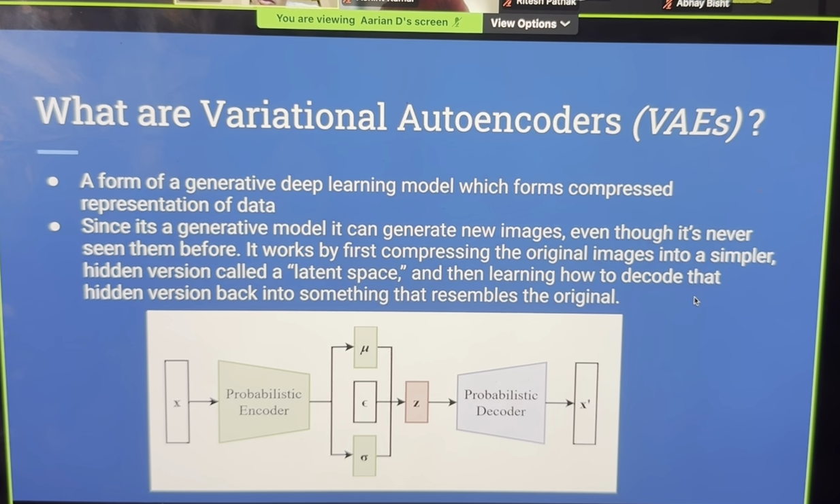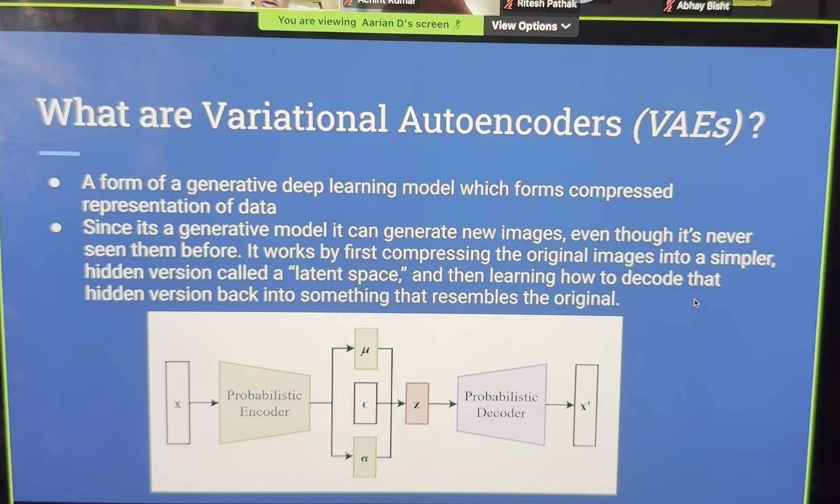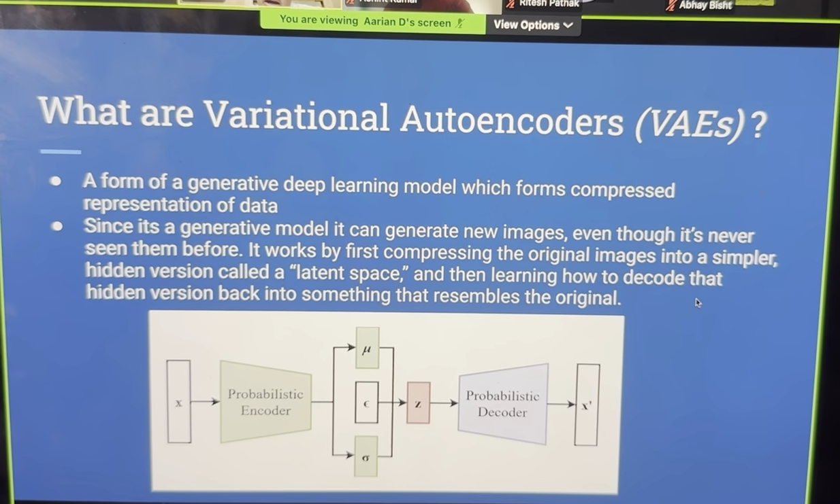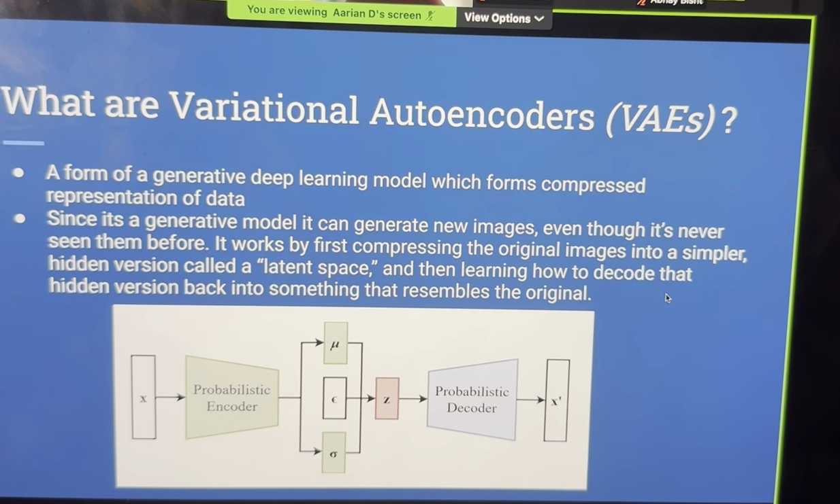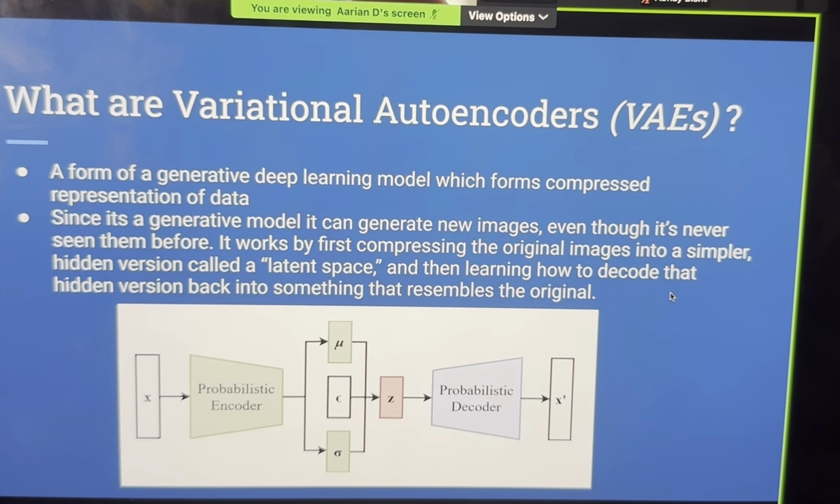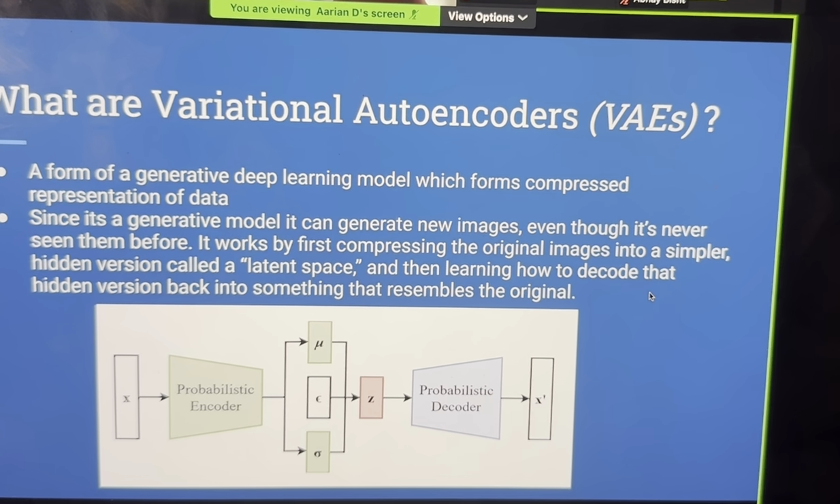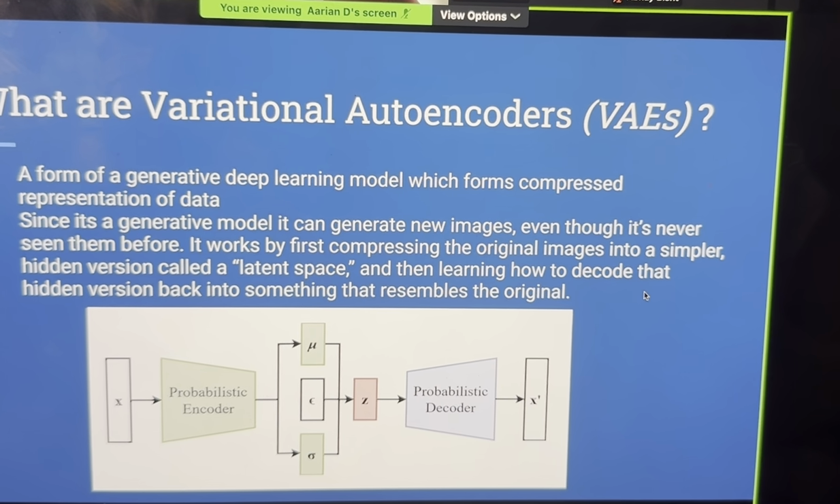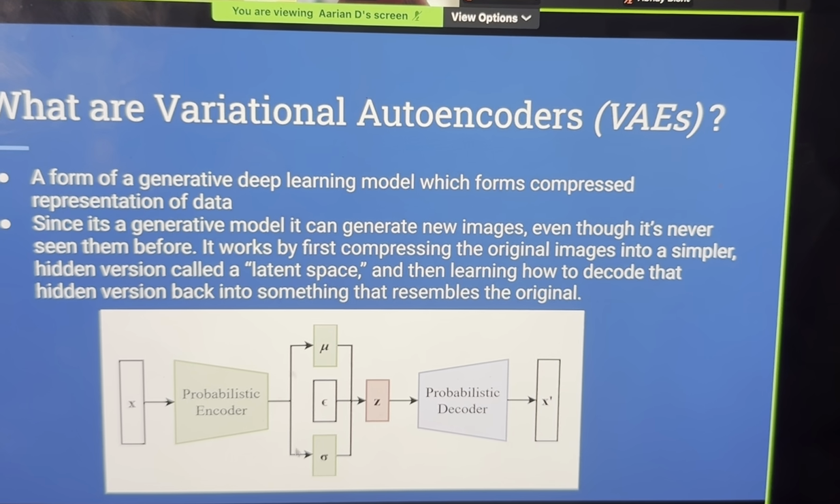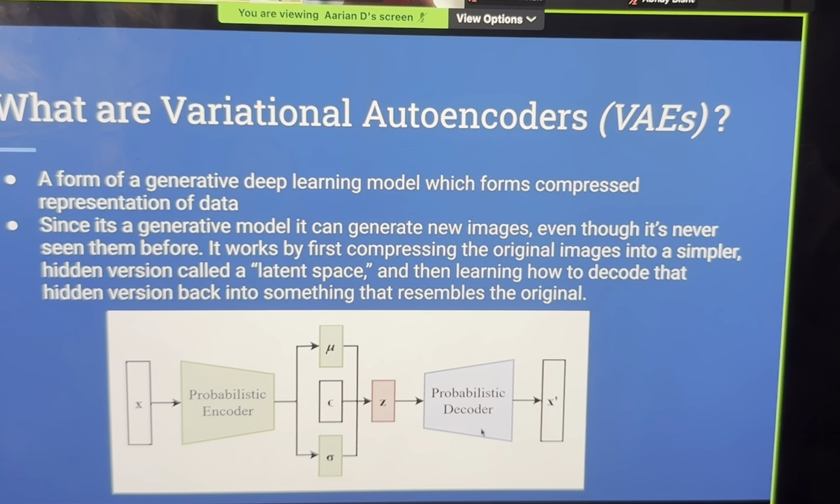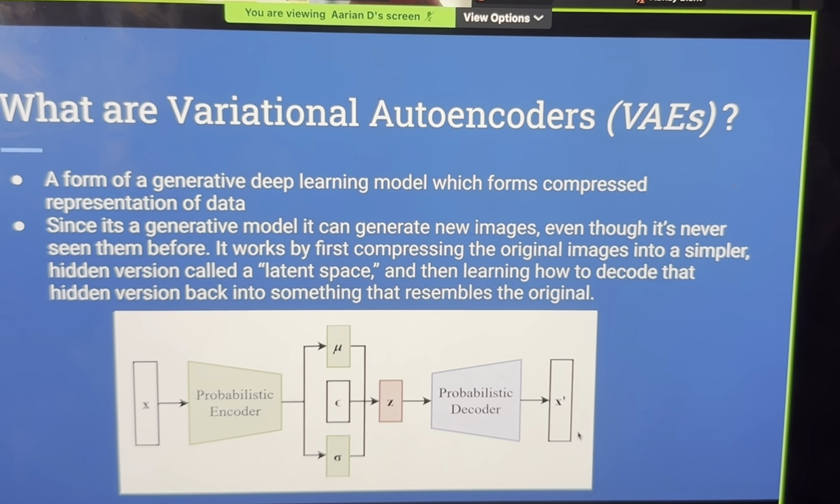It works by first compressing the original images into a simpler version called a latent space, and then it learns how to decode that hidden version back into something that resembles the original. It's compressing the data to create the same image, but in a much easier way to read. As you can see here, it has the same result, but it goes through this whole compression and it lets us read things much easier.